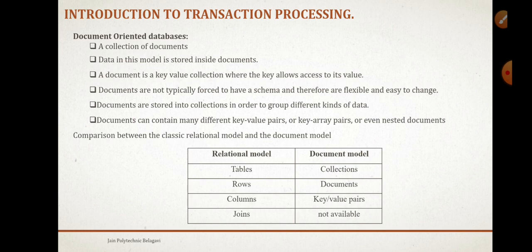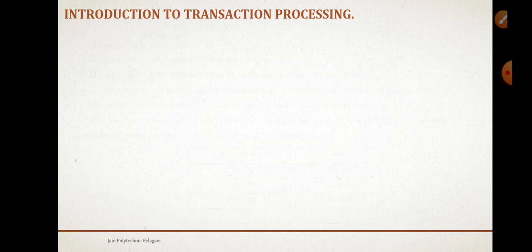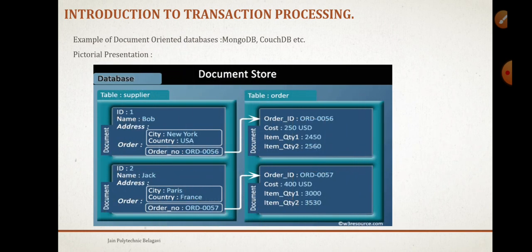Comparison between the classical relational model and the document model. In relational models, tables; in the document model, collections. Relational model, rows; document model, documents. Relational model, columns; document model, key value pairs. Relational model, joins; document model, not available. Examples of document oriented databases are MongoDB and CouchDB.